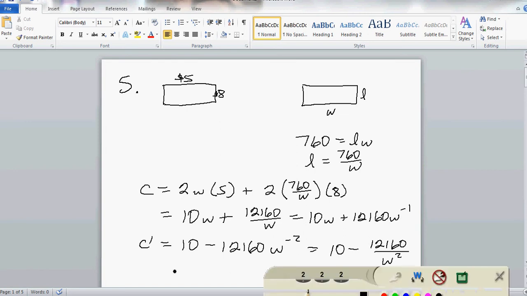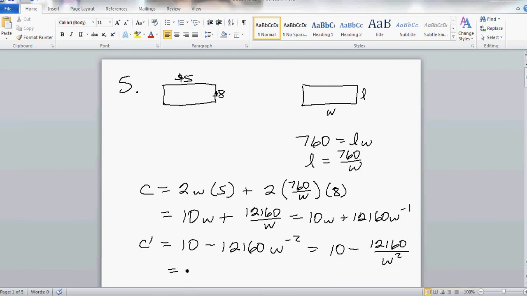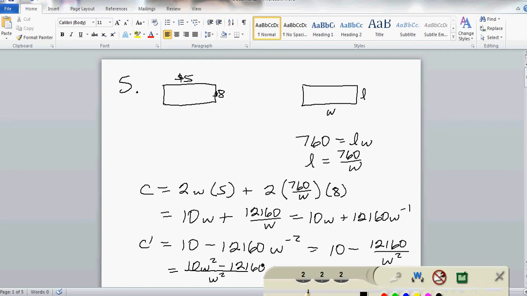And then to put this into a form that we'll be able to either maximize or minimize, we need to get a common denominator, which is W squared. So that would be 10W squared minus 12,160.